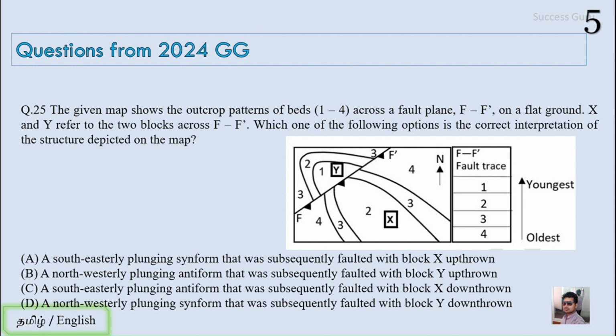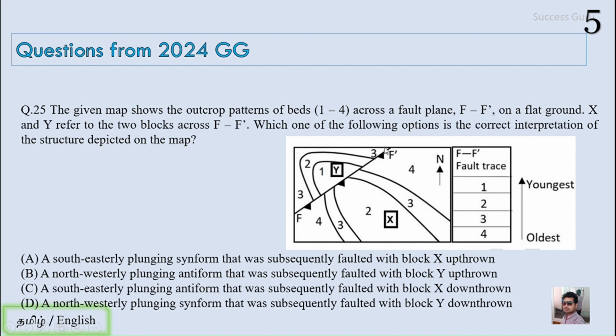And the question is that there is a map here, right? The given map shows the outcrop pattern of beds from 1 to 4. So we have 4 beds, say number 1, 2, 3, 4, where 1 is the youngest rock and 4 is the oldest rock. Okay. So these 4 beds have been faulted along FF dash. So this FF dash is a fault plane.